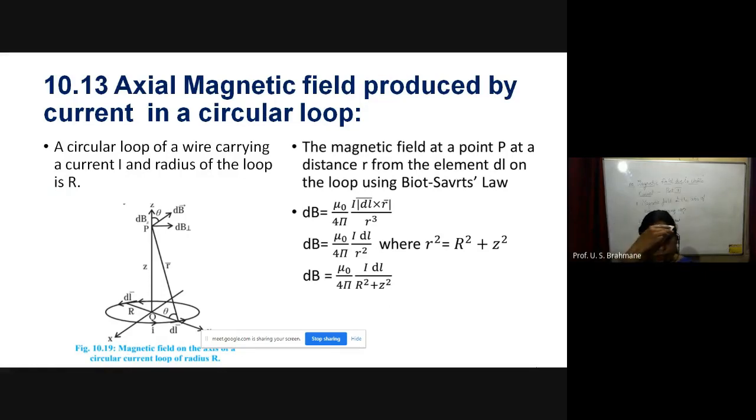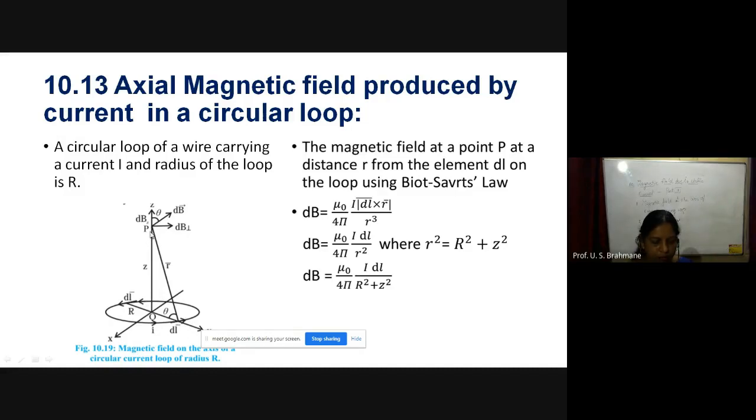Now we'll see the axial magnetic field produced by current in a circular loop. So see here, this is the loop. See the figure, please. Concentrate on the figure. So this is a loop, circular loop. You can see it is of radius r, and you're taking the small element dl here. And you want to find out the magnetic field along the axis.